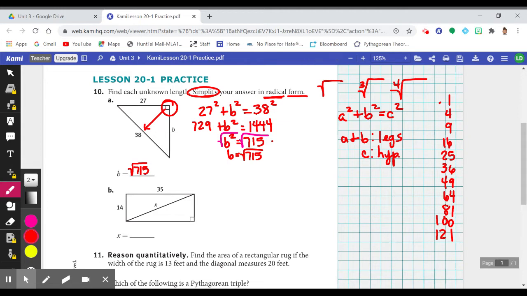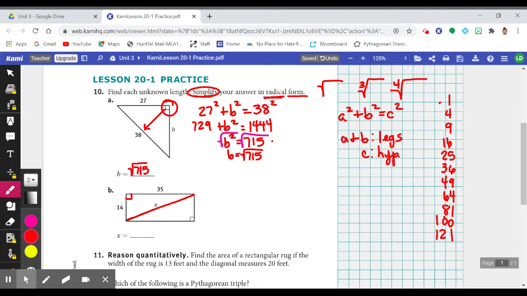Now let's look at item B. Notice that they're now giving us a diagram of a rectangle. They've drawn a diagonal here, and that's what they're actually asking us to find. Find the length of the diagonal. But approach it a little bit differently, because when we draw a diagonal in a rectangle, we actually create two right triangles. And if we have a right triangle, we can use the Pythagorean theorem to find a missing side, assuming we have two of the sides already.